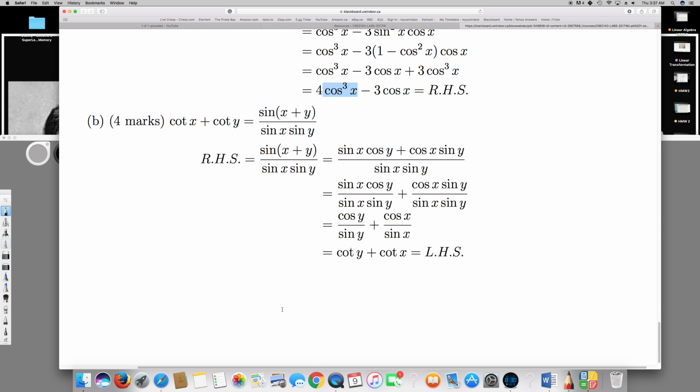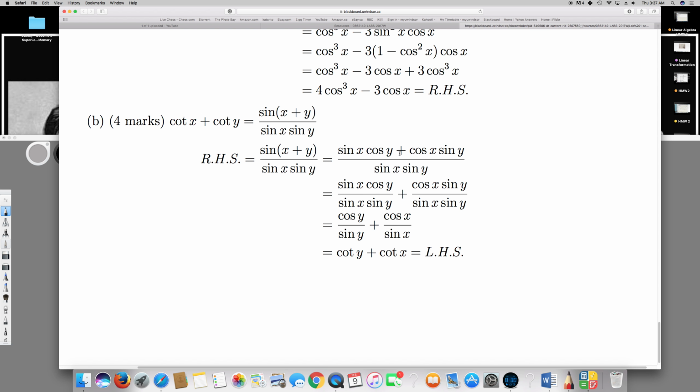And the next one is cot x plus cot y. Cot x plus cot y is equal to sin of x plus y over sin x sin y. We have to prove that. So let's take sin of x plus y over sin x sin y. If I expand sin of x plus y according to trigonometry, it's going to be sin x cos y plus cos x sin y over sin x sin y.